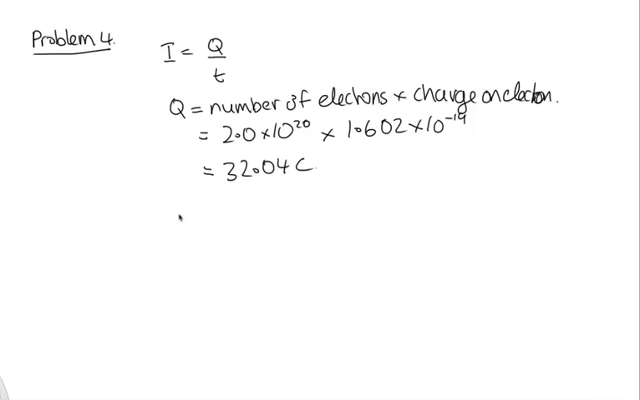So now we can substitute in here. I is equal to 32.04 divided by the time, which is the 60 seconds. And so solving this, we get 0.53 coulombs per second, which is measured in amps. So 0.53 amps.